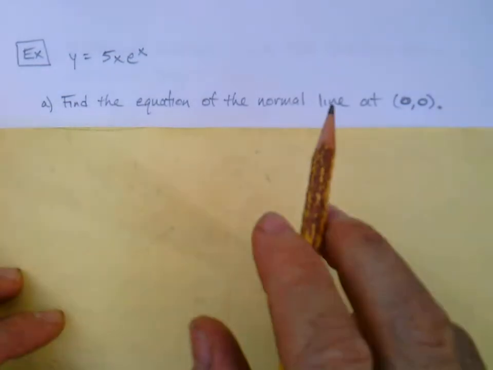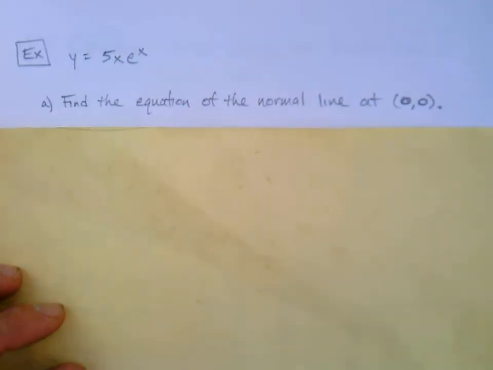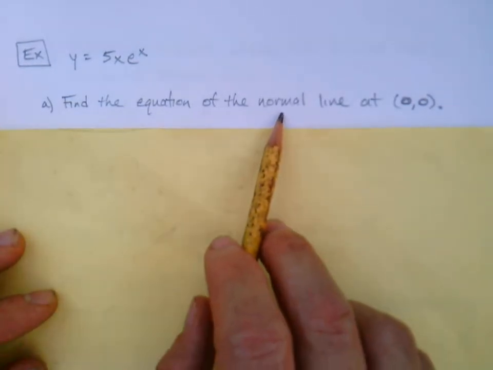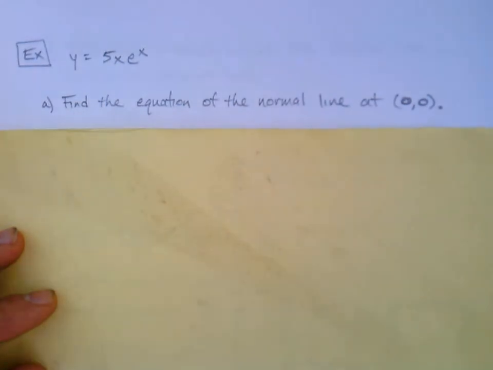So we'll have to remember the normal line is perpendicular to the tangent line. So that'll come into play. First thing we need to find the equation of the normal line is the derivative. We need to know the slope of the tangent line before we find the slope of the normal line. How are we going to do that?